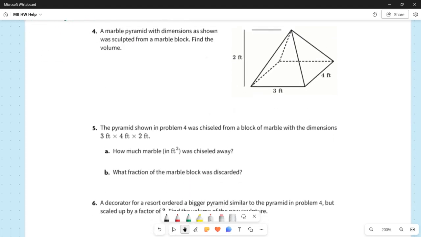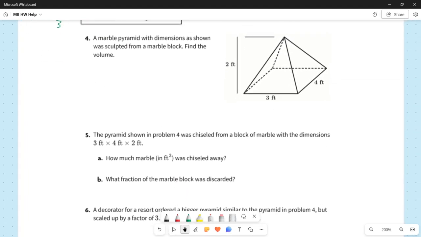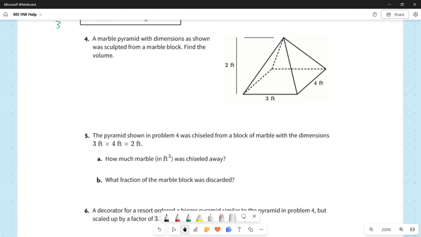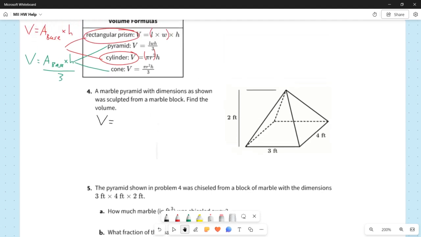Taking a look at question 4. Question 4 says, a marble pyramid with dimensions as shown was sculpted from a marble block. Find the volume of the pyramid. So, we don't have to make this more complicated than necessary. They gave us a formula. So when they give us a formula, let's not make this too crazy. Let's just use the formula that was given.